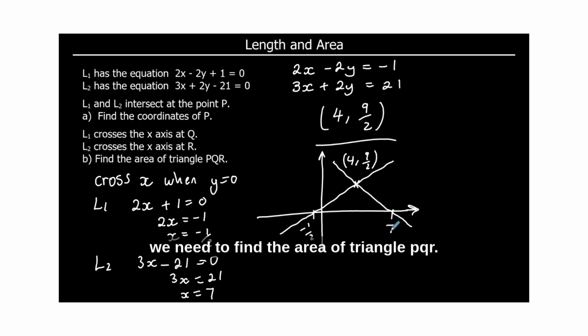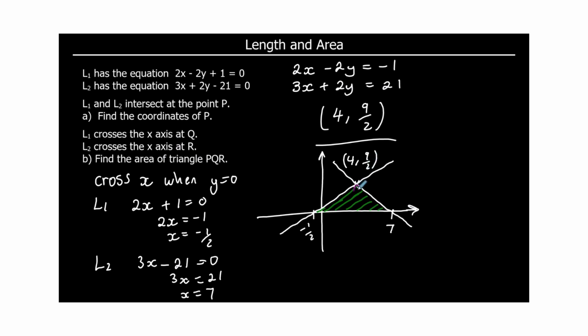So we need to find the area of triangle PQR. So this triangle here. It's got a height. That's the y coordinate. That's 9 over 2. And it's got a base from negative a half to 7, which is 7.5, 15 over 2.